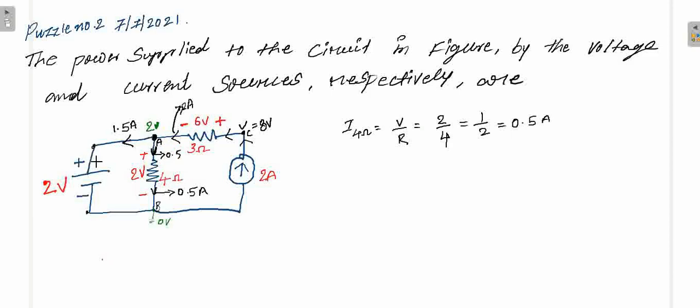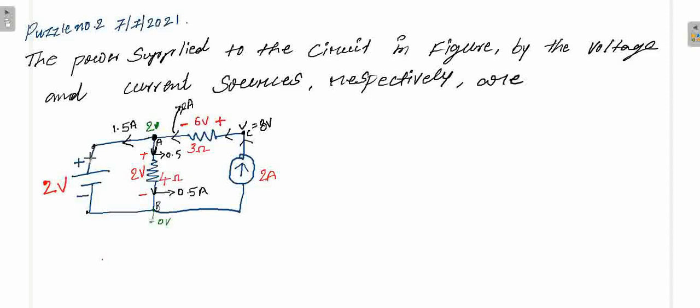So if current moves from the positive polarity of the voltage source, it is getting discharging. If current enters, that is nothing but it is charging. It is acting like a passive element. It is taking the energy. It is not dissipating energy, or it is not supplying energy. So here 1.5 ampere current is entering into the positive terminal.